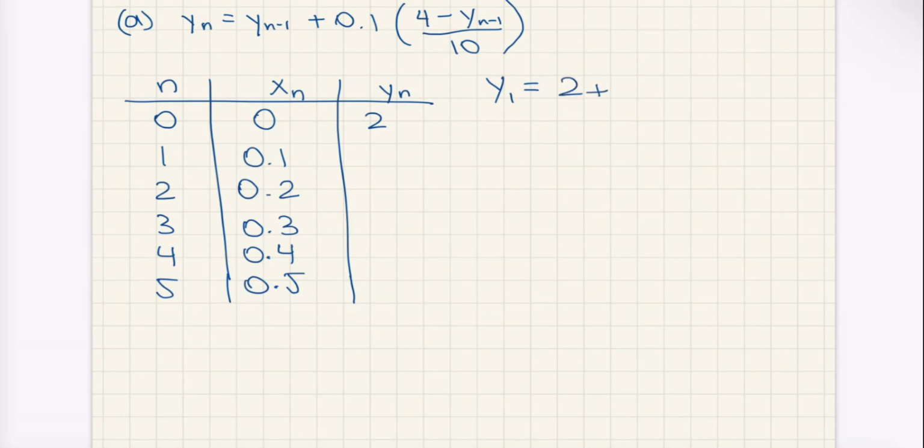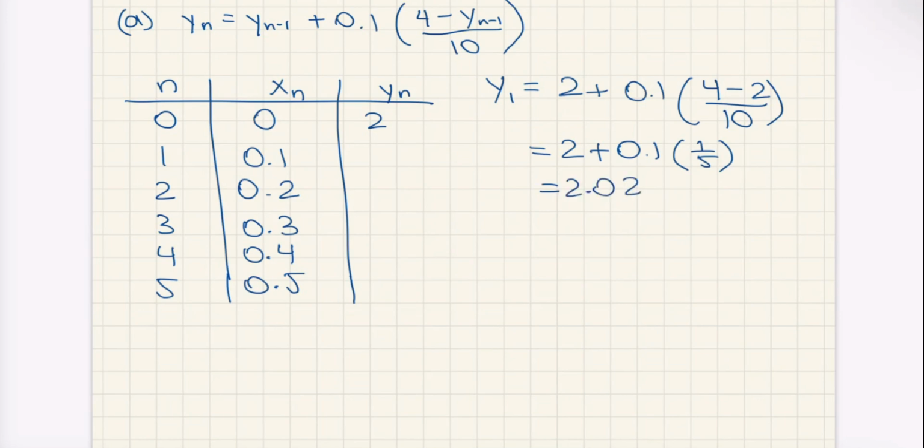So 2 plus 0.1 times (4 - 2)/10. That is equal to 2 plus 0.1 times 1/5, and we can just write it like that, that's probably fine. And that's going to be 2.02. So the answer for this one is 2.02.